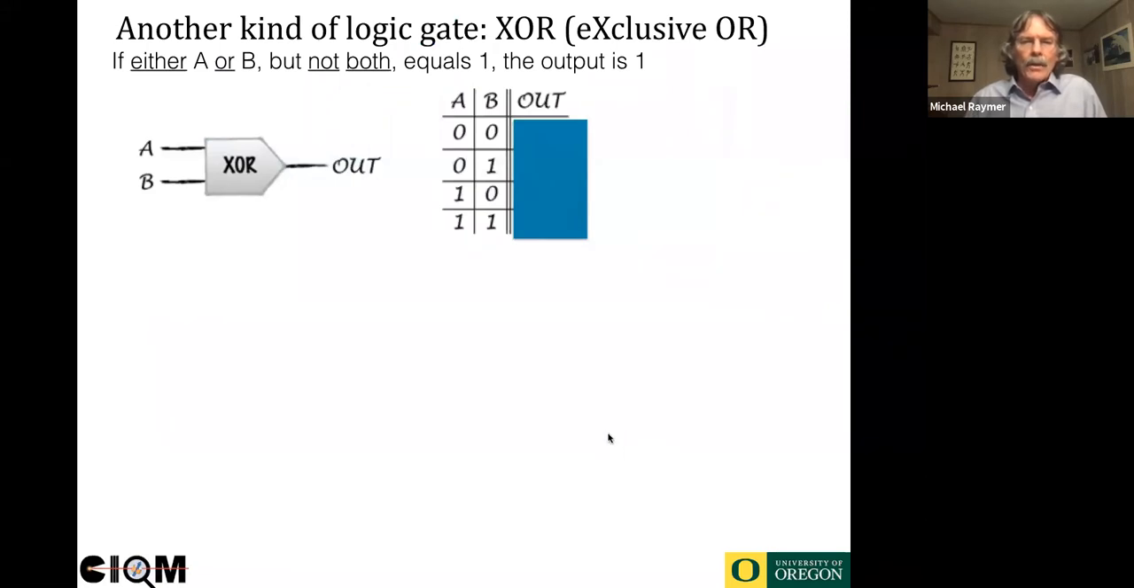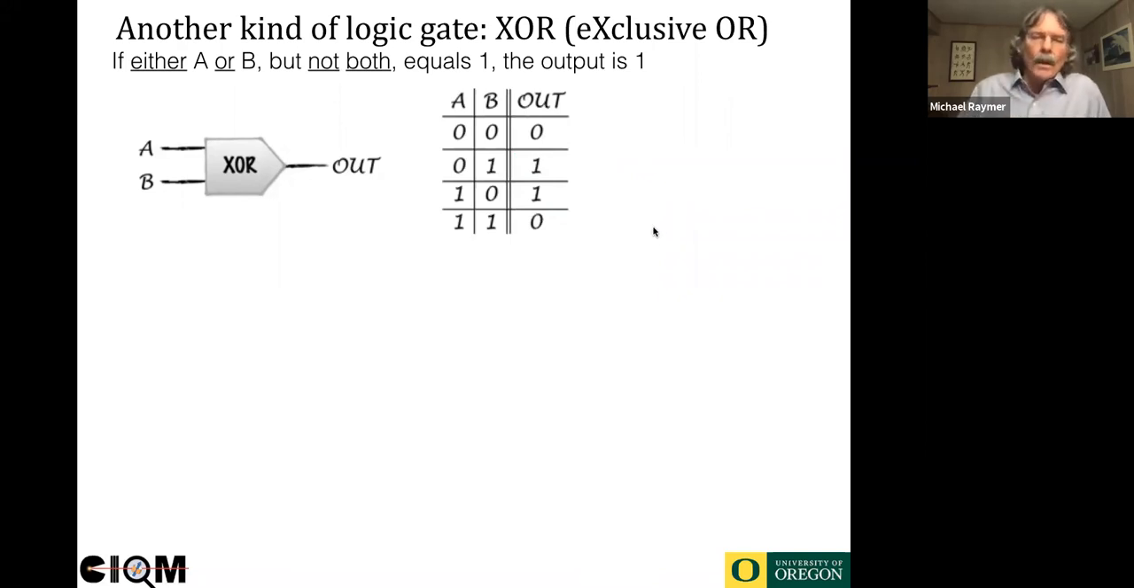Another kind of gate is called exclusive OR, XOR, and it has the operation that if either A or B, but not both, equals 1, the output is 1. Okay, exclusive OR. This one can actually be constructed by using combinations of the three previous ones, but sometimes this is useful by itself.